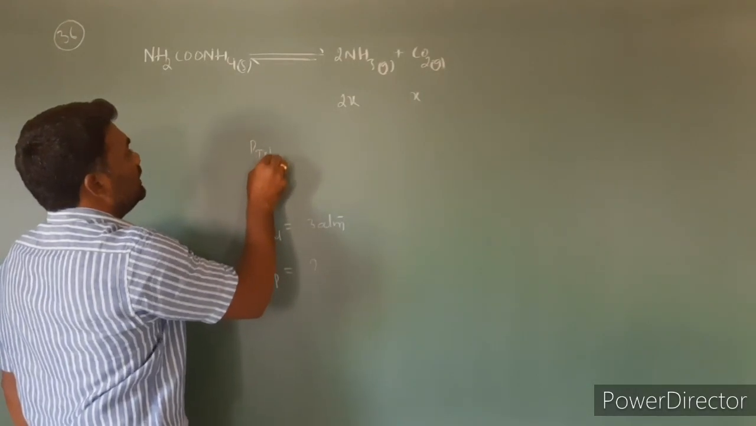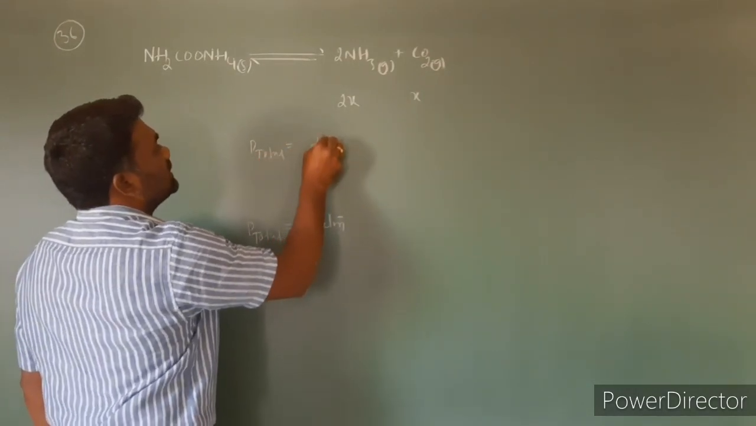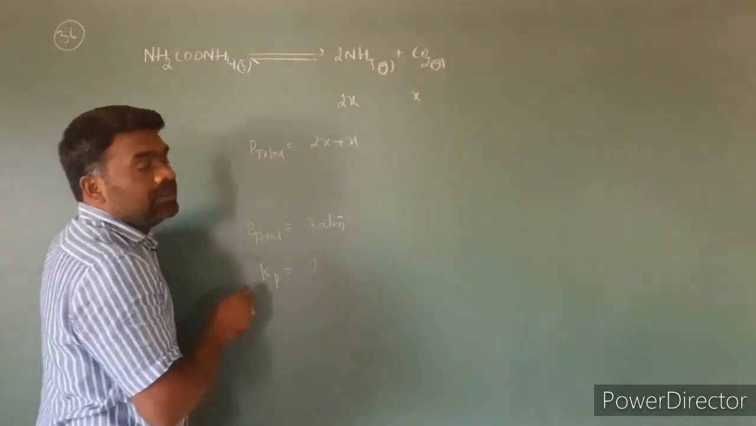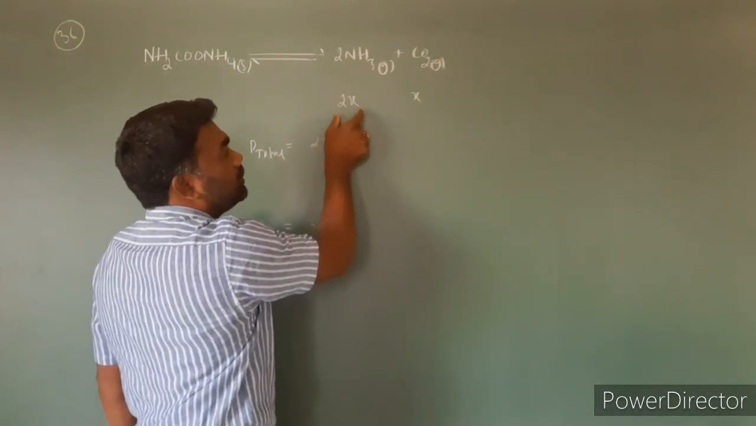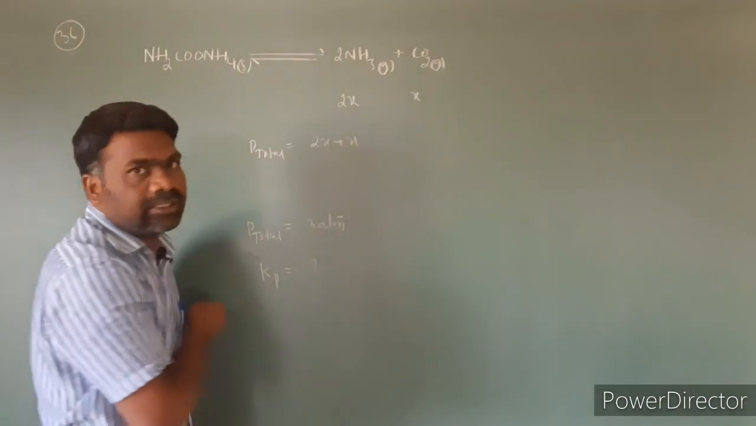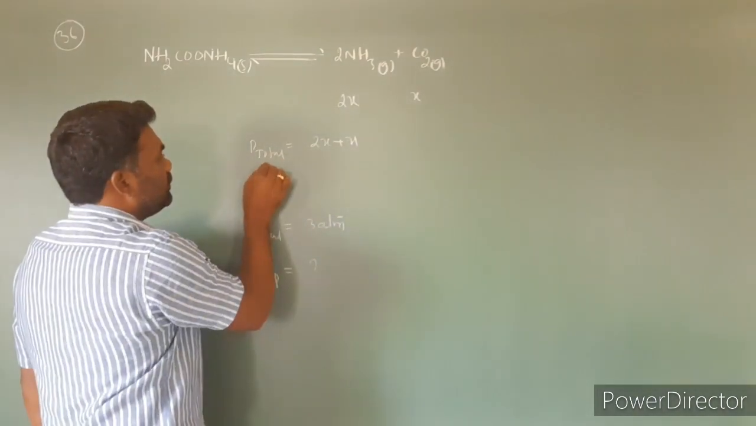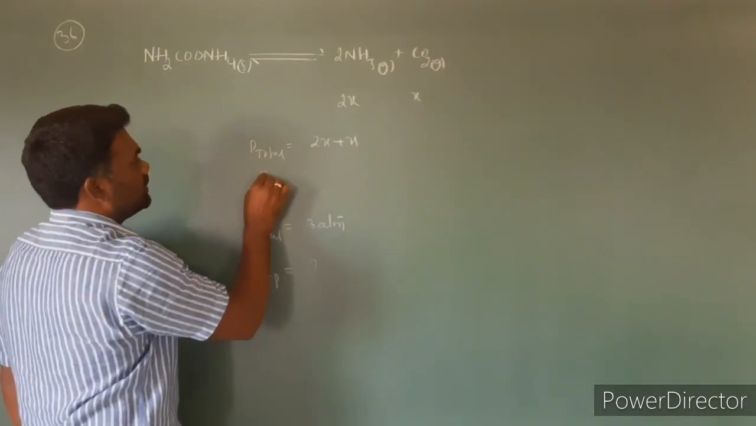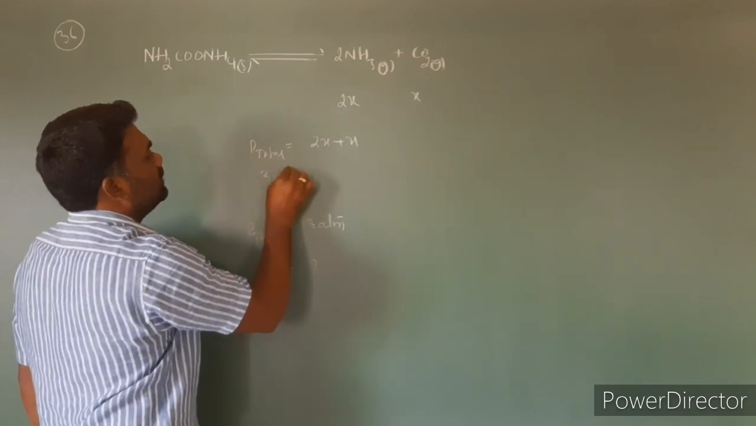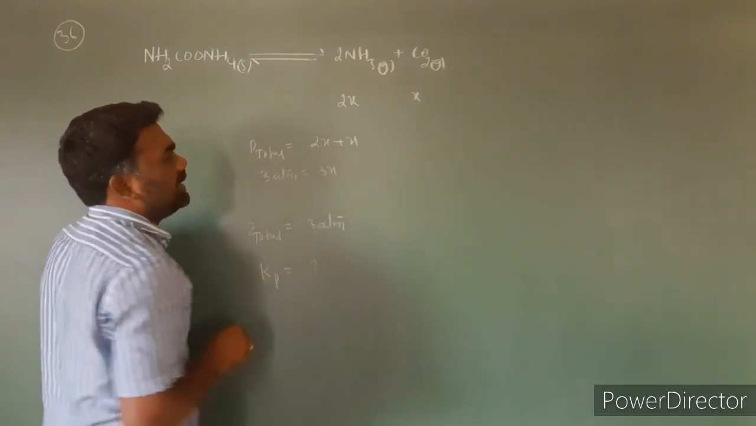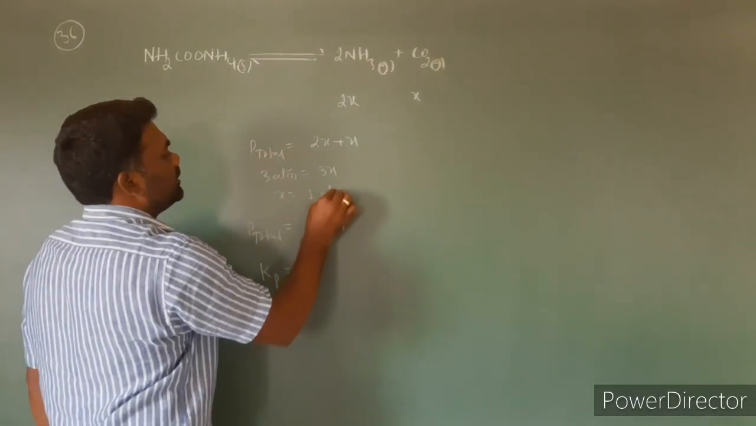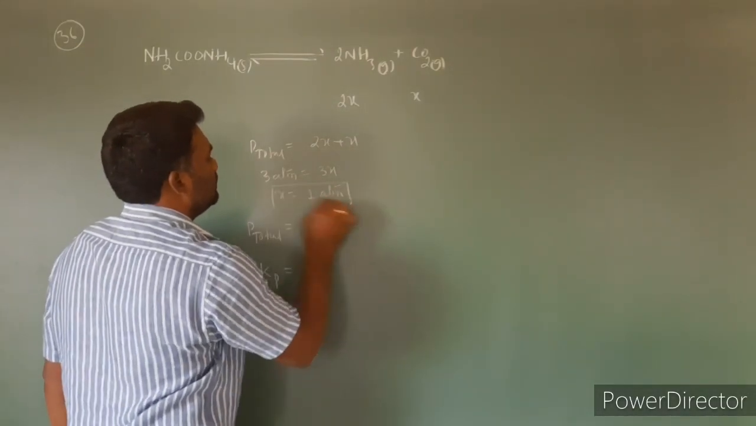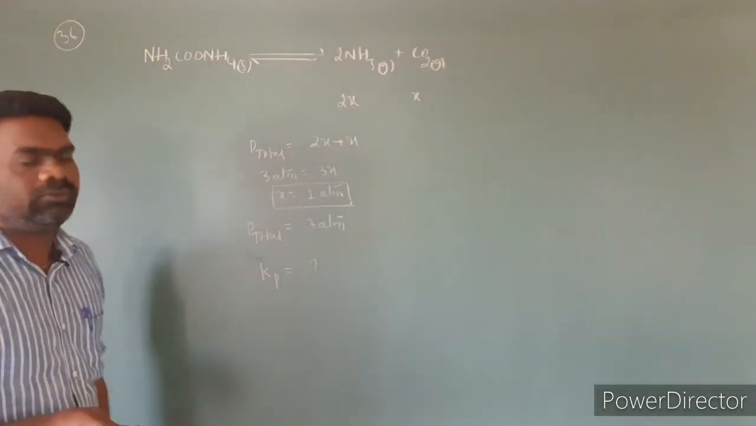Next, P total is equal to 2x plus x, the sum of the partial pressures of the products. That is equal to P total. P total, how much did we get? 3 atmospheres. So 3 atmospheres is equal to 3x. Then x is equal to 1 atmosphere.